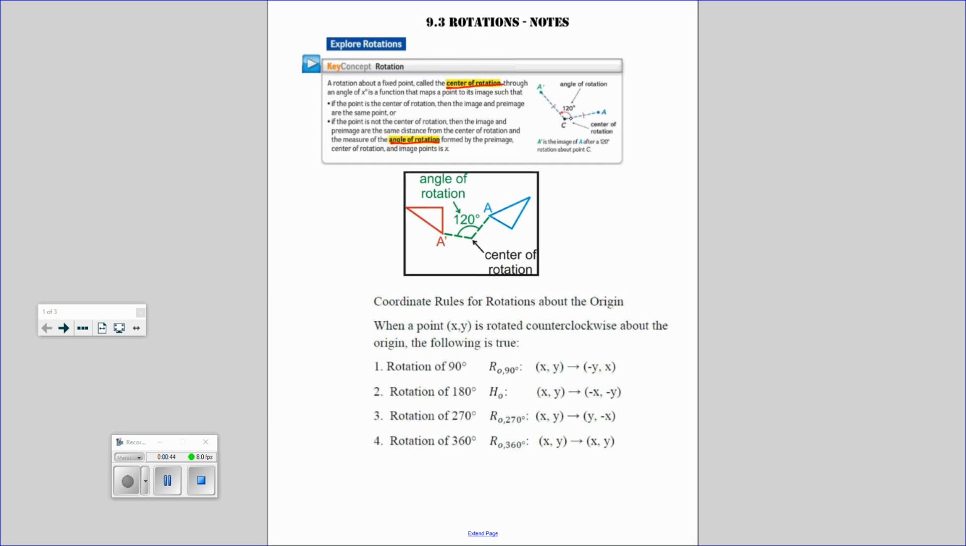So here's our original point, making a line from our original point to the center of rotation. And then if we have a new point, a line from our center of rotation to that new point, this is what creates our angle of rotation. We're going to be focusing solely on 90 degrees, 180 degrees, 270 degrees, and 360 degrees.